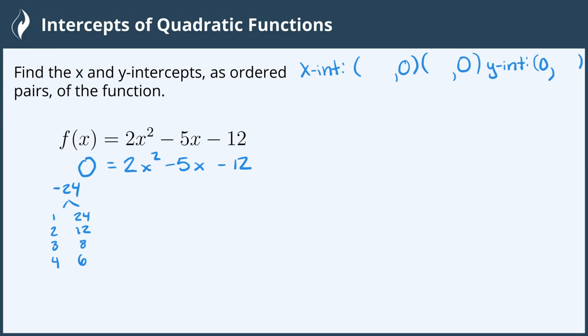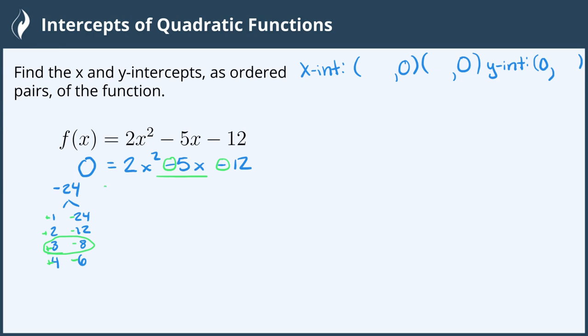Now let's look at the signs. We have a negative 12 and a negative 5. The negative 12 says that they will be different, and the negative 5 says that the larger of the two will be negative. So we'll put negatives here, and they're different, so these will all be positive. And then we need to find a combination that will give us negative 5. And right here, positive 3 minus 8 gives us negative 5.